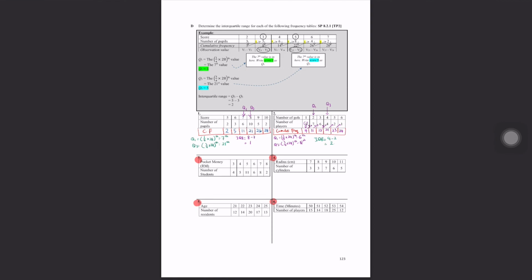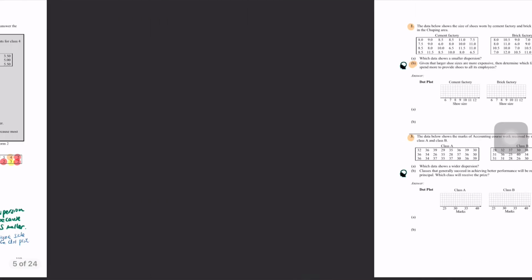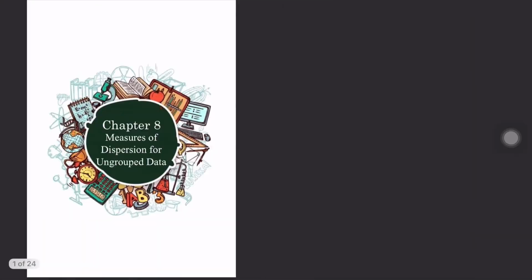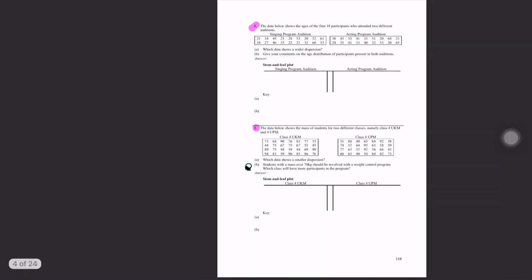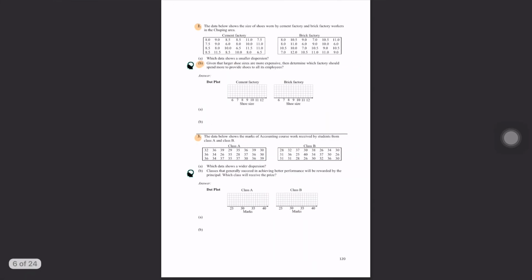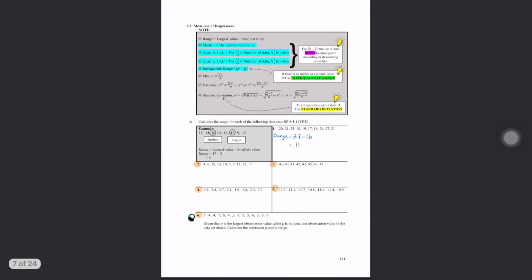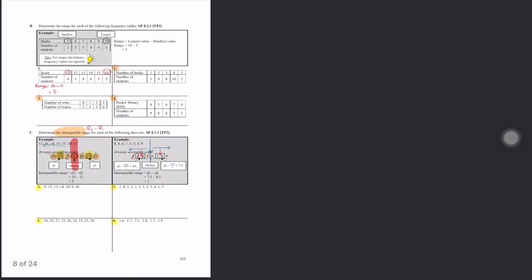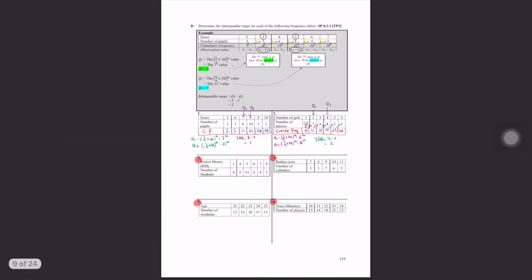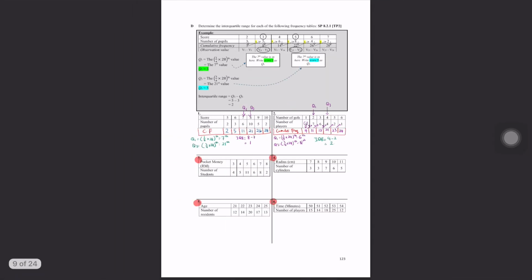So untuk hari ni awak dah belajar 8.1 which is dispersion. And then awak belajar for 8.2 kita dah belajar macam mana hendak mengira range dan interquartile range. So next class we are going to learn about how to calculate mean, variance and standard deviation. So get ready. So that's all for today.